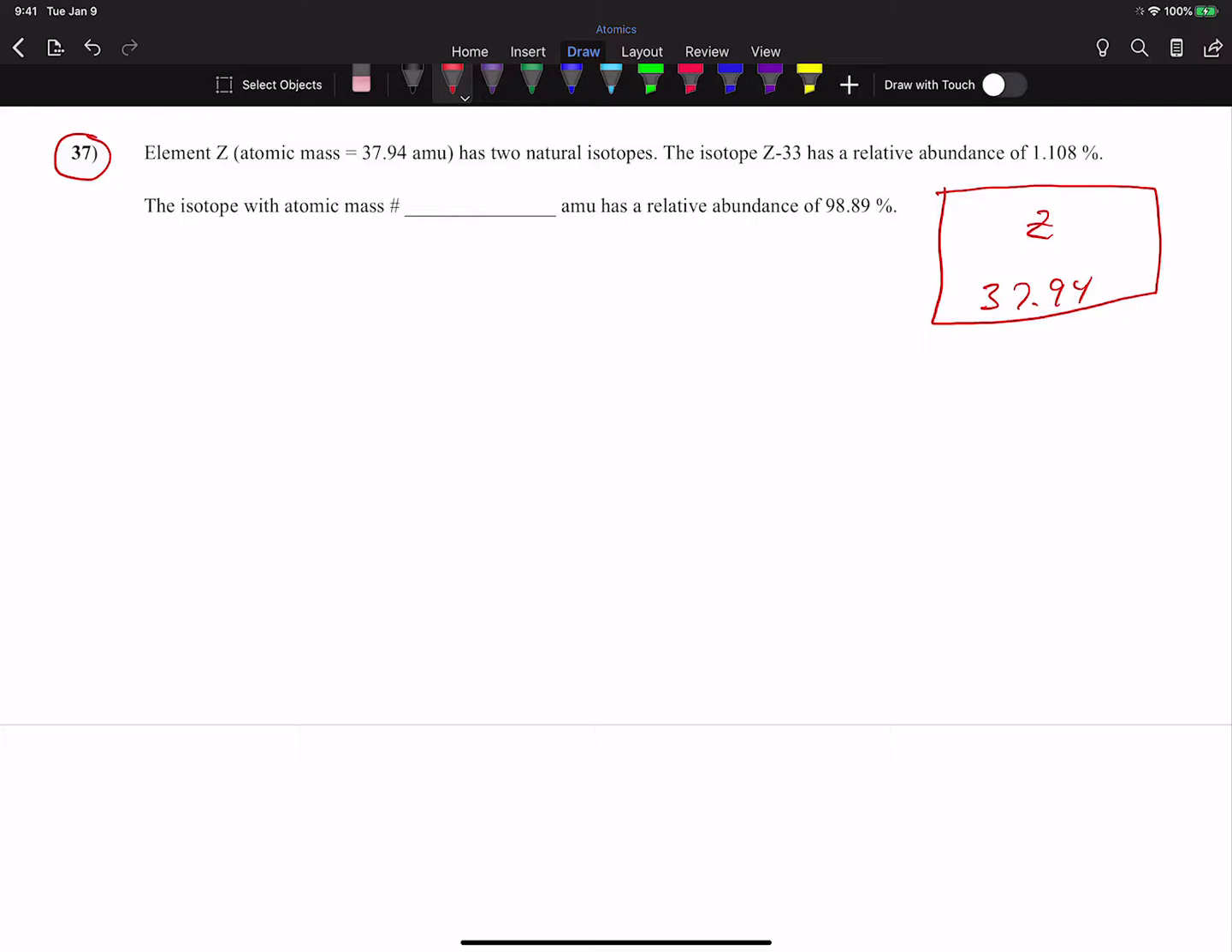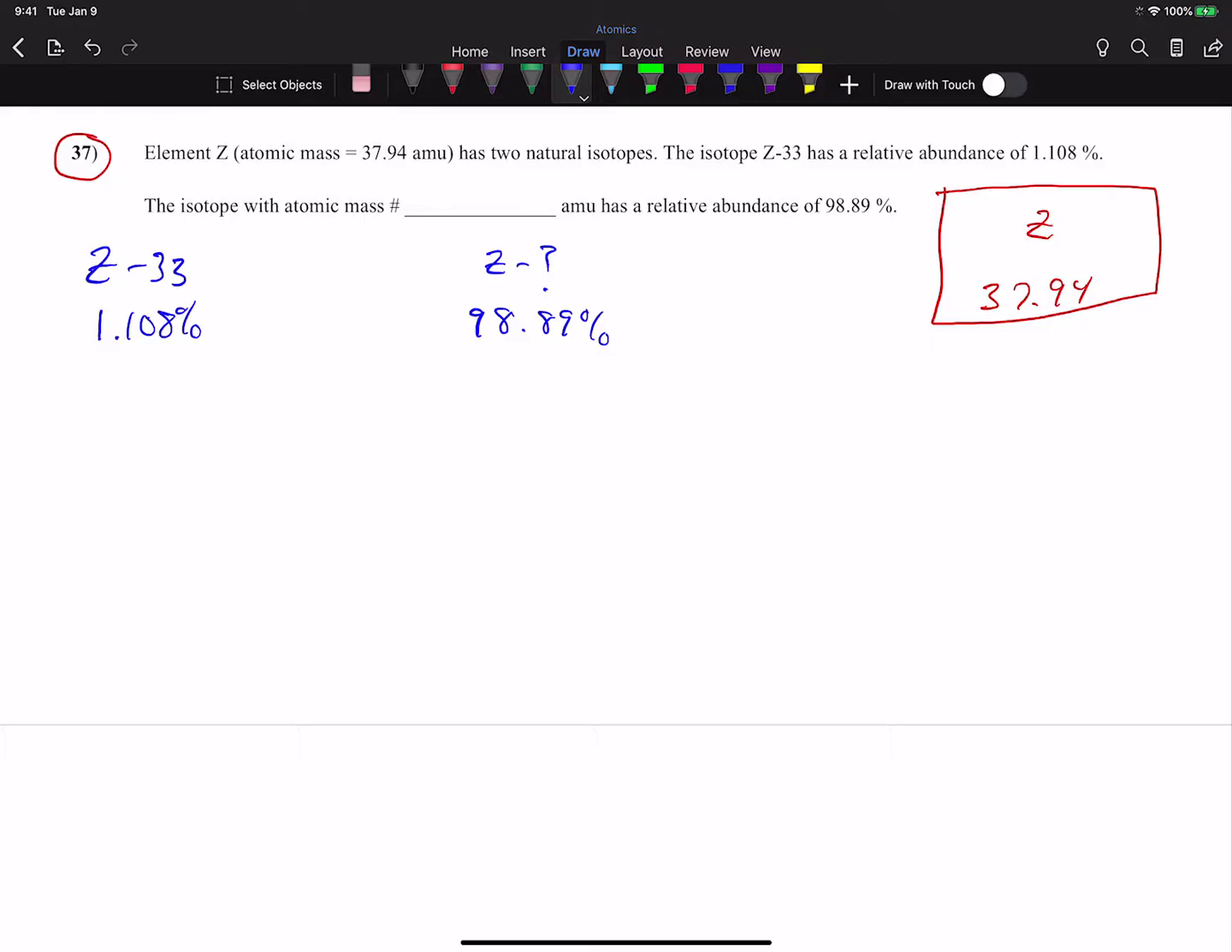Now one of those isotopes is listed as Z33, and that isotope occurs 1.108% of the time. And the other isotope is unknown, but it occurs 98.89% of the time.